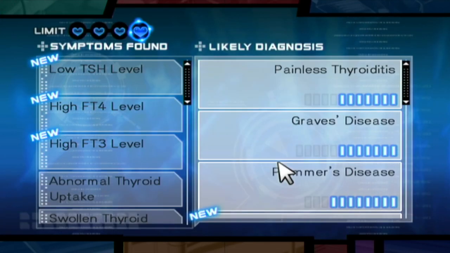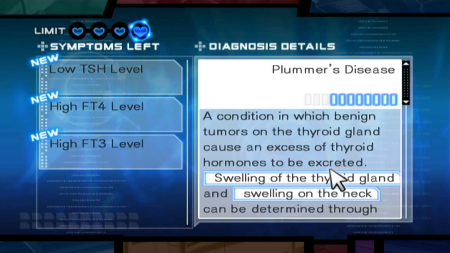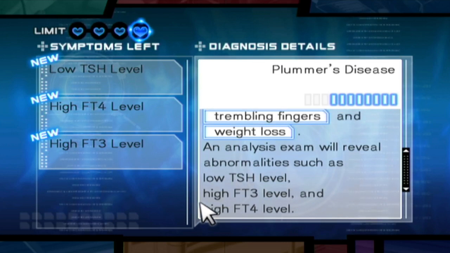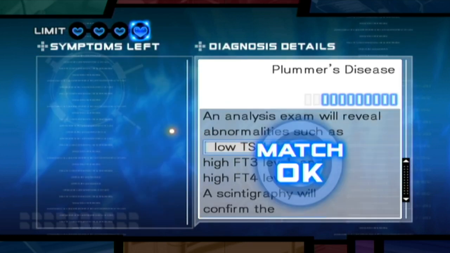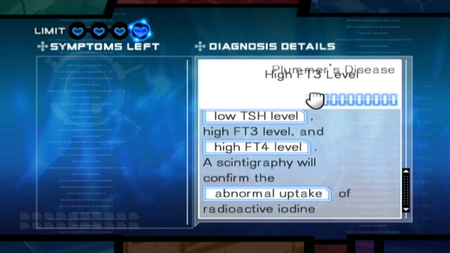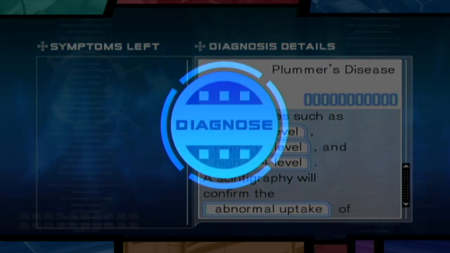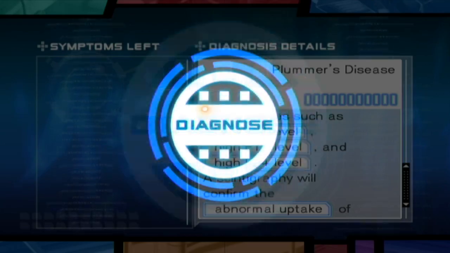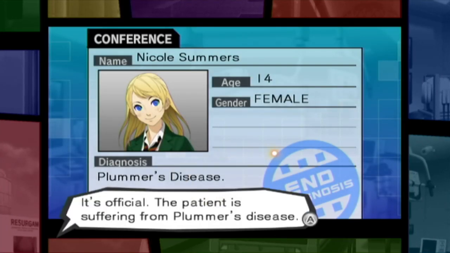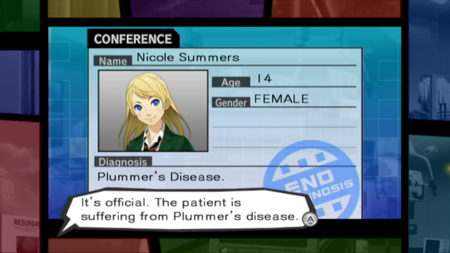And if I'm right, plumber's disease should have all of these. Low, high, and high. And it ticks all of the little lights here. We have a diagnosis! She has plumber's disease. It's official. The patient is suffering from plumber's disease.